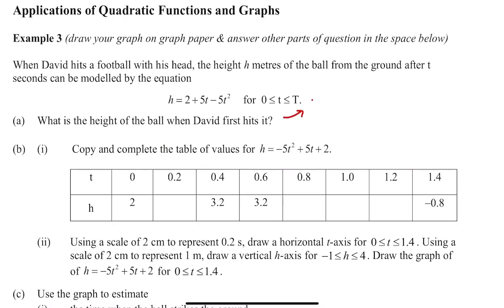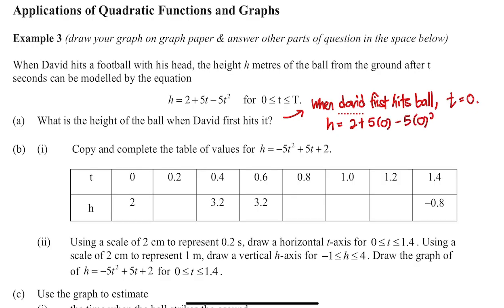When David first hits the ball, the time t is equal to 0. So therefore, h is equal to, replace your t with 0, 2 plus 5 times 0 minus 5 times 0 squared. Final answer is equal to 2. So therefore, the height is equal to 2 meters when David first hits the ball.